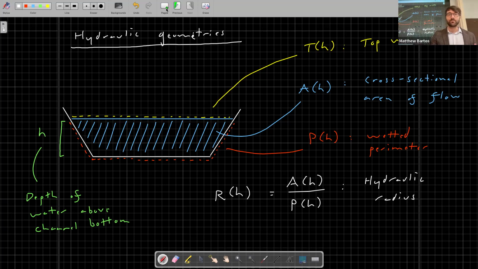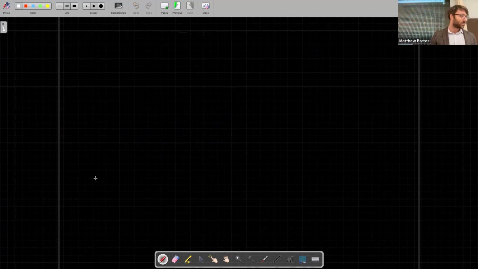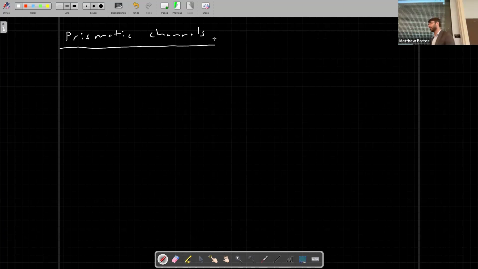So there's two different cases that we'll consider when looking at hydraulic geometries. The first is the case of prismatic channels. So these are characteristic of human-built channels. So they consist of basically regular geometries that are extruded in space. So you may have, for instance, a rectangular channel.